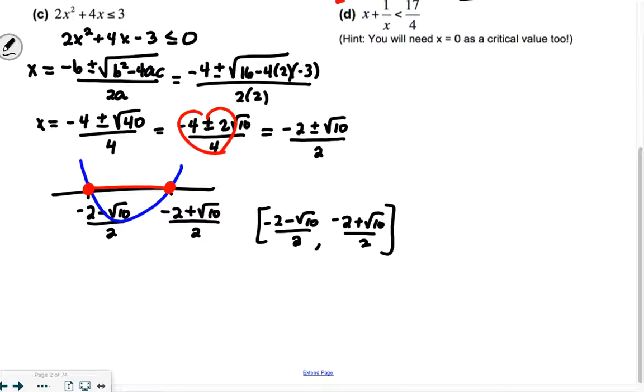So you could find the decimal approximations. I think I did earlier. It was negative point, no wait, hang on. Negative 2.581 to 0.581, I believe, is what the decimal approximations are.